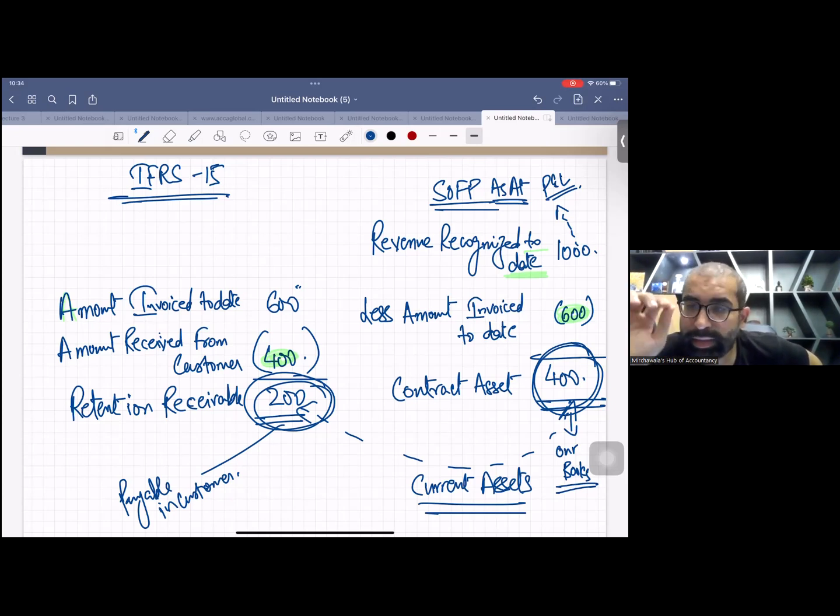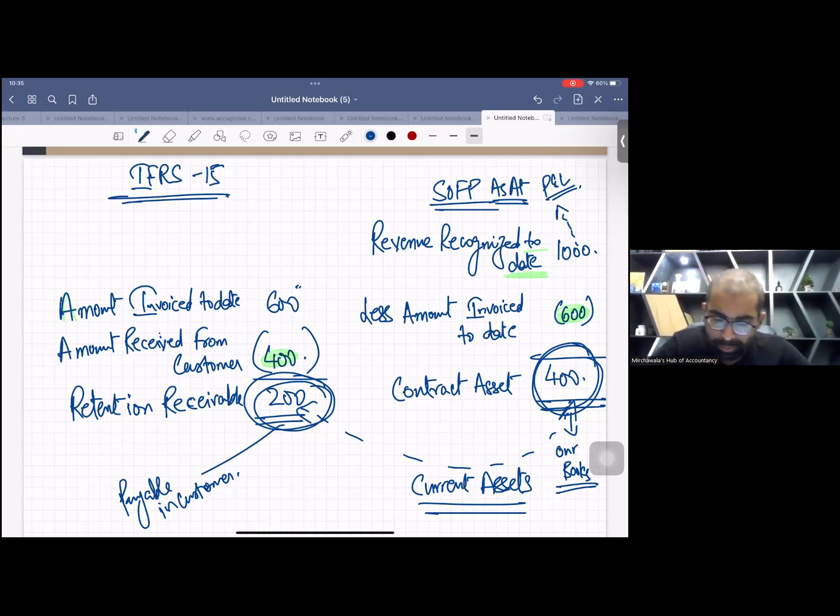Now one last thing I can tell you here. There is one shortcut people apply. Normally my honest recommendation is always do these two workings. If you get a complete question and they are asking both, do these two workings. 400 is the contract asset, 200 is the retention receivable. This is the pure working. This is the breakup which one should report so that the shareholder can identify things clearly.